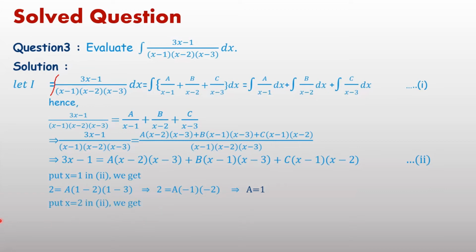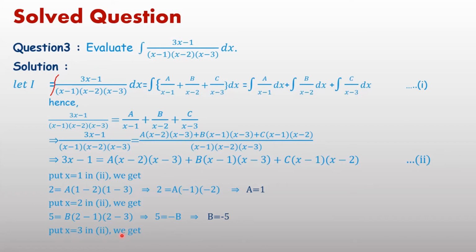Similarly, put x equal to 2. If we put x equal to 2, first term 0, third term 0. Only one term remains in RHS, that is the term of b. LHS you will get 3 into 2 minus 1, so 6 minus 1, 5, equal to b into 2 minus 1 into 2 minus 3, which implies 5 equal to minus b, or b equal to minus 5.